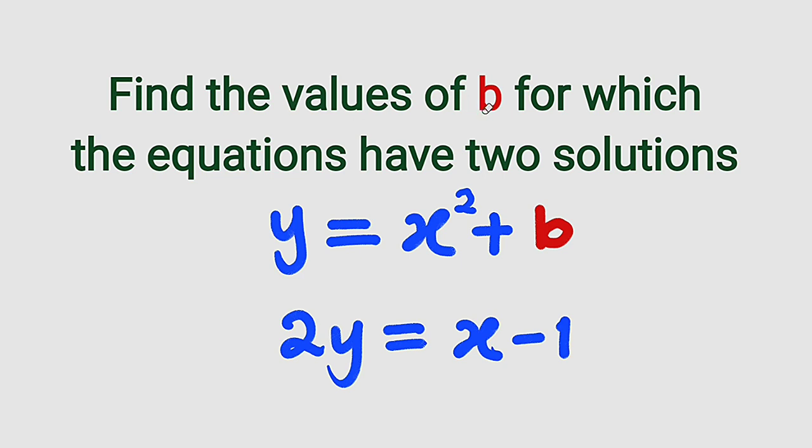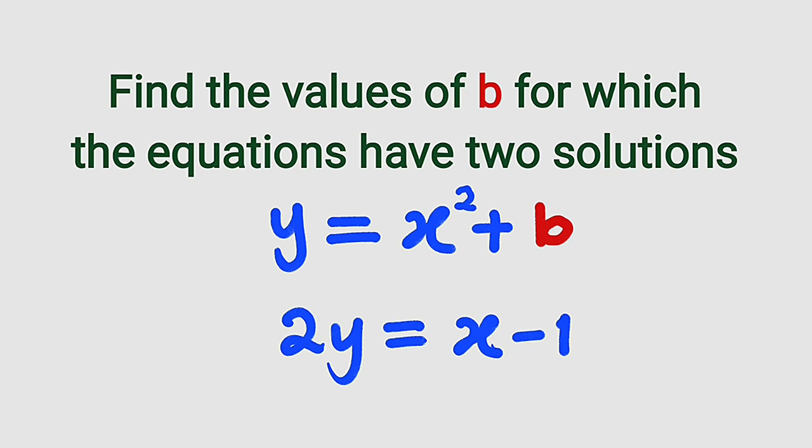We are asked to find the values of b for which the equations have two solutions. You can see the two equations here: y equals x squared plus b, and 2y equals x minus 1. This is quadratic while this is a linear equation. Before we start, let me show you what this means.